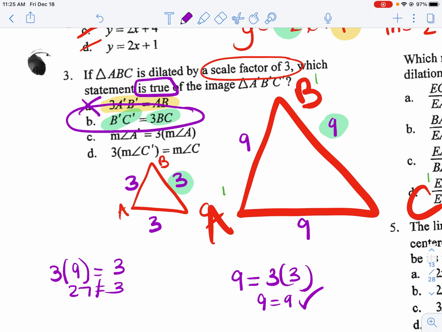Let's talk about why the others are not going to work. Angle measurement in dilated triangles is preserved, meaning that all these angles, it doesn't matter if I make them smaller, bigger, dilate by any different factor, they're all going to stay the same. I might have messed up how I said it, so I'll put a little note in for you guys in the Edpuzzle. But the angle measurements are preserved when we dilate shapes.